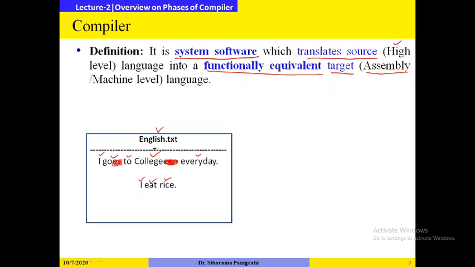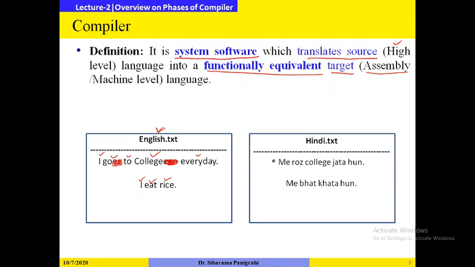Similarly, while translating from English to Hindi, first I will check whether the English text is correct or not. If it is correct, then I can translate. So in the analysis part, we break the source program into constituent parts and check whether it is syntactically and semantically correct according to the language. Then in the synthesis part, we translate the source text into the desired target text. After the analysis part is over, in the synthesis part we have translated the source code into target code: मैं रोज कॉलेज जाता हूँ, मैं भात खाता हूँ.